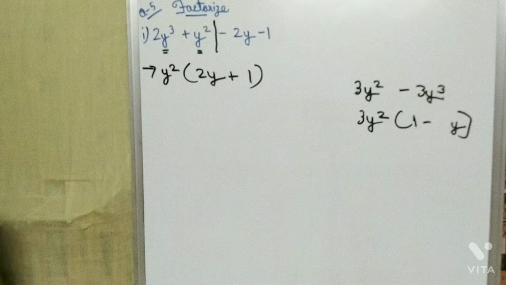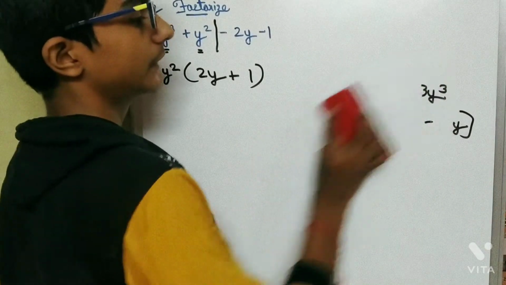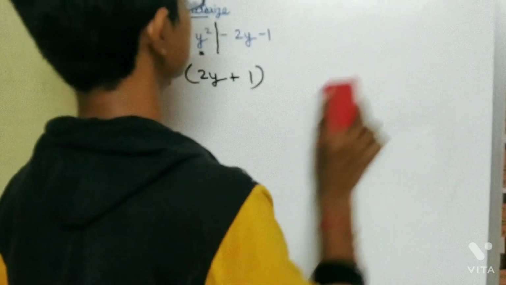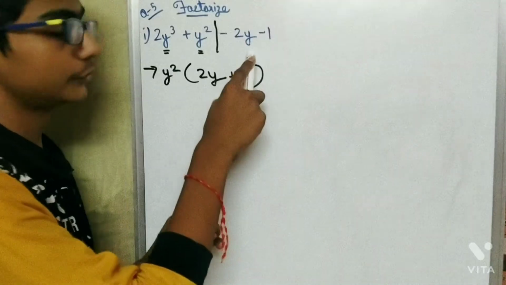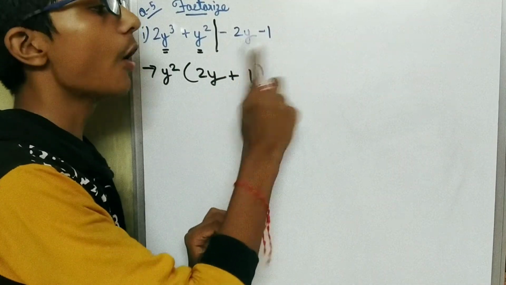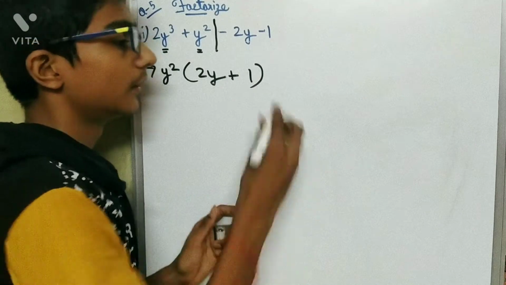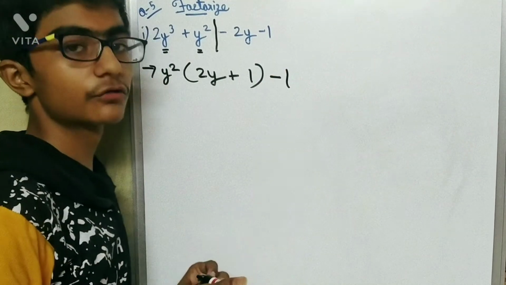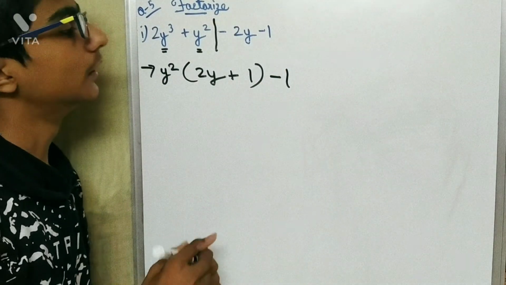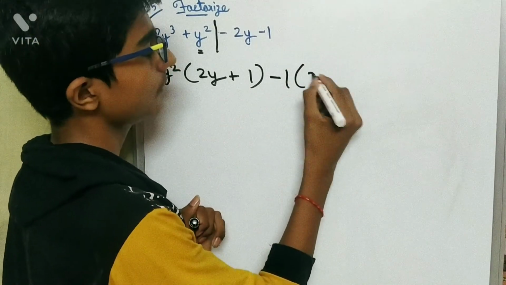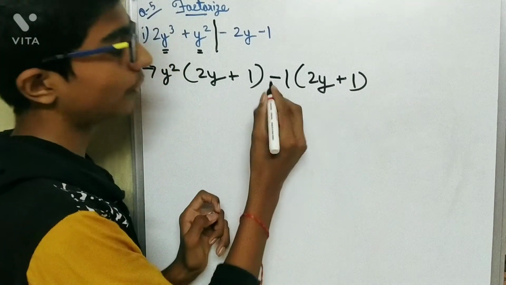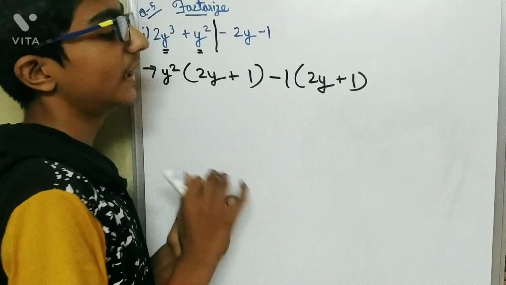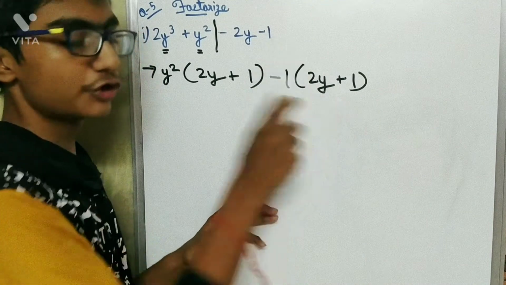But here we do not have equal numbers, or we can say the same numbers here. So if you don't have the same numbers or the same variables, then you will have to take 1, because 1 is a multiple for all. Then you will do the same, 2y plus 1. The plus sign came because the outer sign is minus, that's why the inner sign will change.